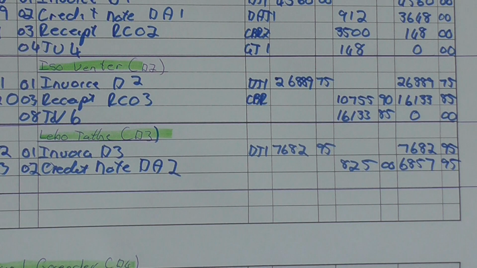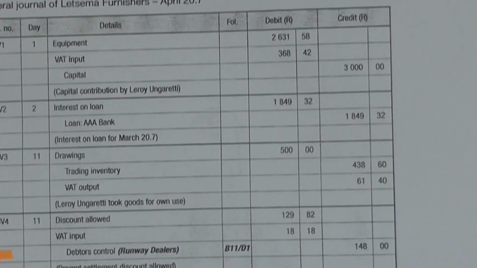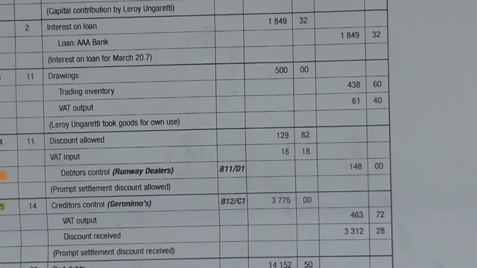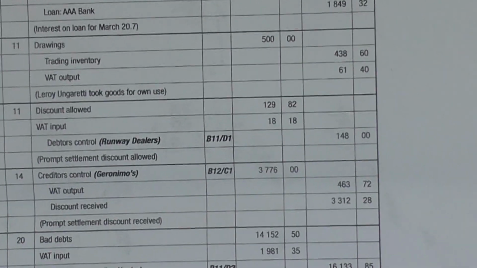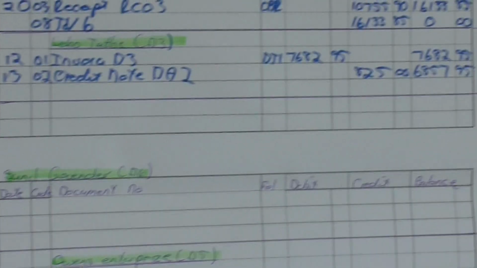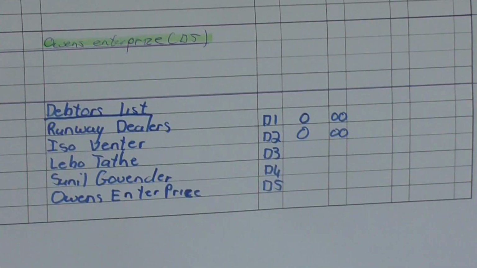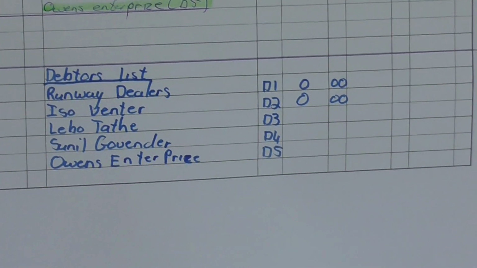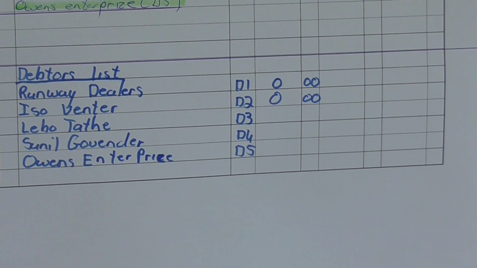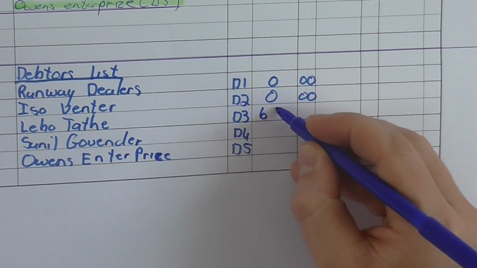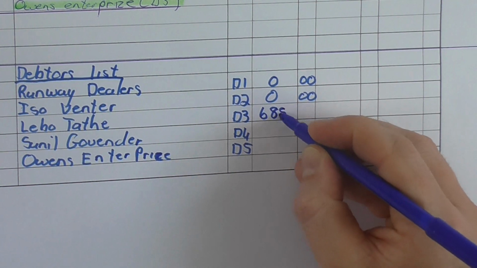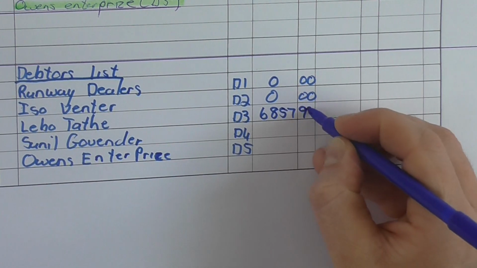And as we can see through those journals, that is the only items for Mr. Lebotate, the only transactions for Mr. Lebotate. So that then will be the final amount for the month, which would be his opening balance next month. So let's just go to the debtors list, and then I put that amount there of 6857.95.